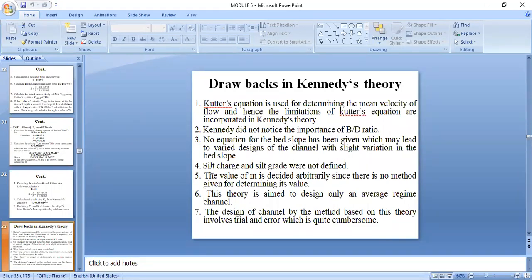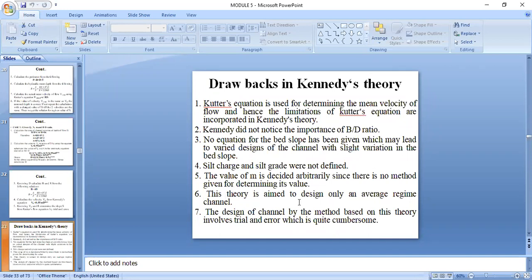And here, in Kennedy's method of channel design, the silt charge and silt grade were not defined. What is the amount of silt or total silt load, and what is the grade of the silt are not taken into consideration. And the value of m, that is the critical velocity ratio, is decided arbitrarily, since there is no method given for determining its value. So the critical velocity ratio is arbitrarily taken. Hence, this is one of the limitations.